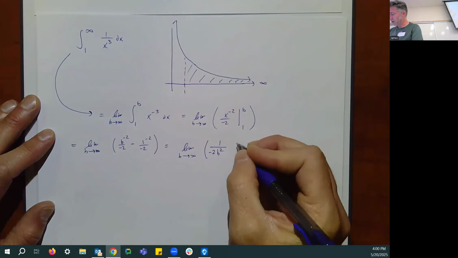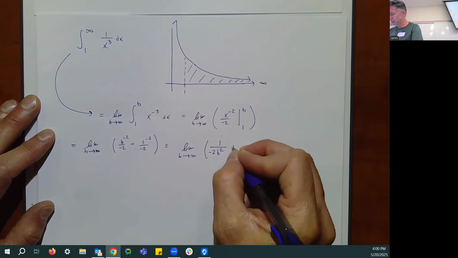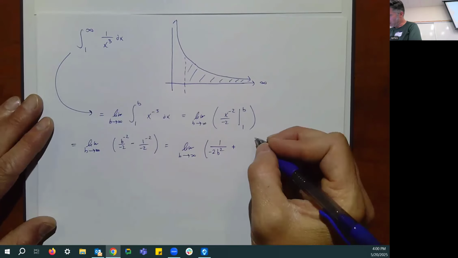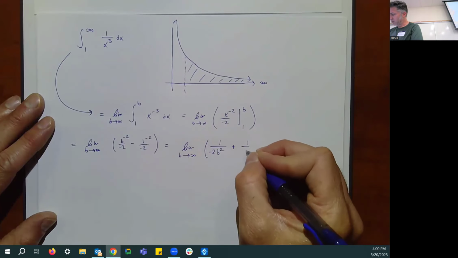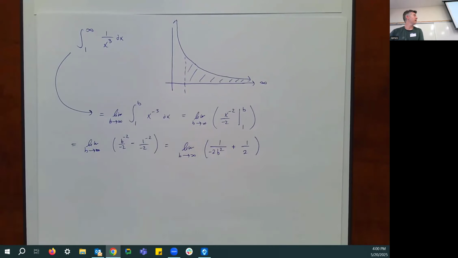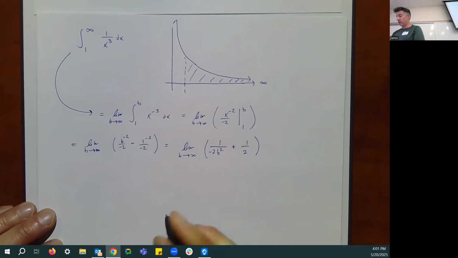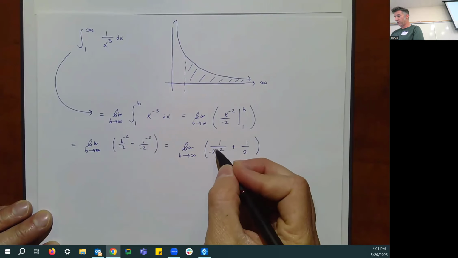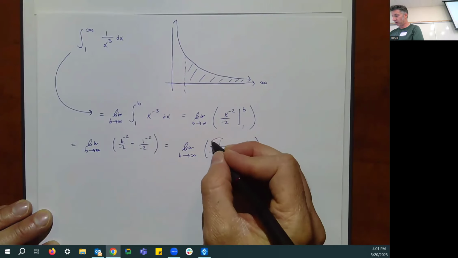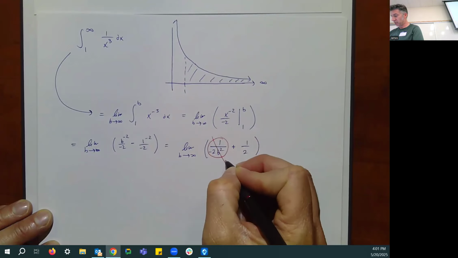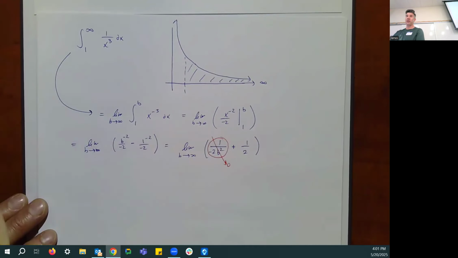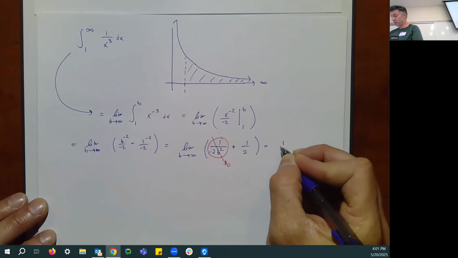minus a minus is plus, oh wait, 1 to any power is 1, so plus 1 over 2. And now we can see that as b gets really, really large, 1 over negative 2 times b squared is going to get really, really small. The limit of that is 0. So you end up getting 0 plus a half, which is 1/2.